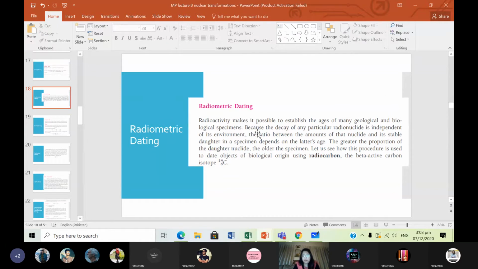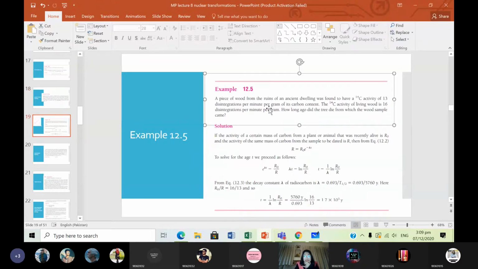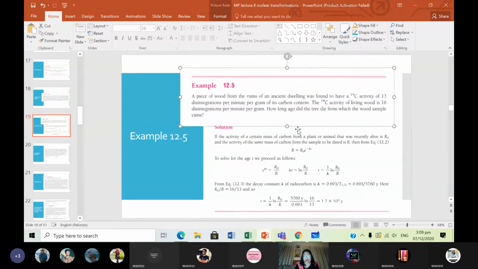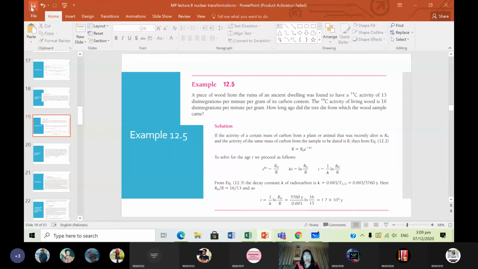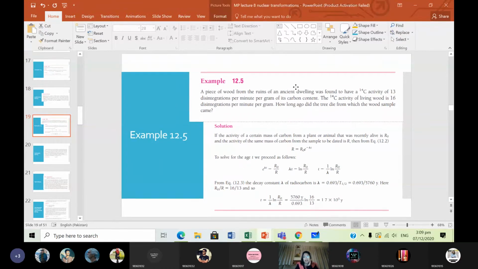Basically, if you have geological or biological specimens, you can determine their age if you know the half-life and the amount that is present, because the decay of any particular nuclide is independent of its environment. One important property of radioactive decay is that it's independent of its environment. Okay, so the ratio between the amounts of the nuclide and its stable daughter in a specimen depends on the specimen's age. So basically we will do an example here that will help you understand what radioactive dating means.